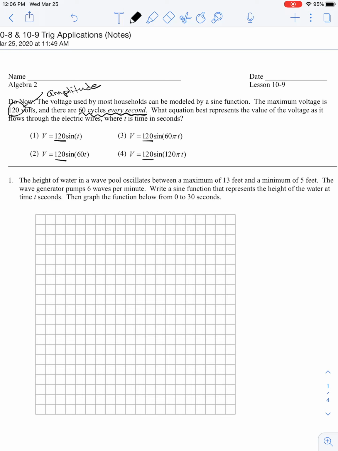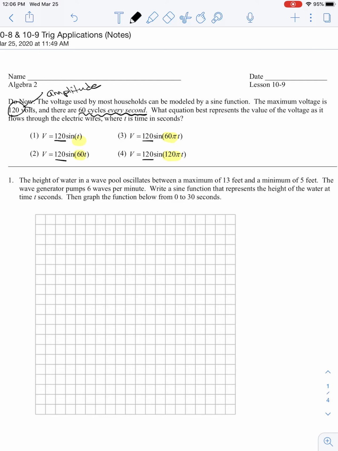If you look at your four choices, the real difference here is what the frequency is. The frequency is the number in front of the T. So I'm going to look at all four of my frequencies. This one would have a frequency of 1. This would have a frequency of 60. This one is 60 pi, and this one is 120 pi. And I want to try to figure out which one is correct.